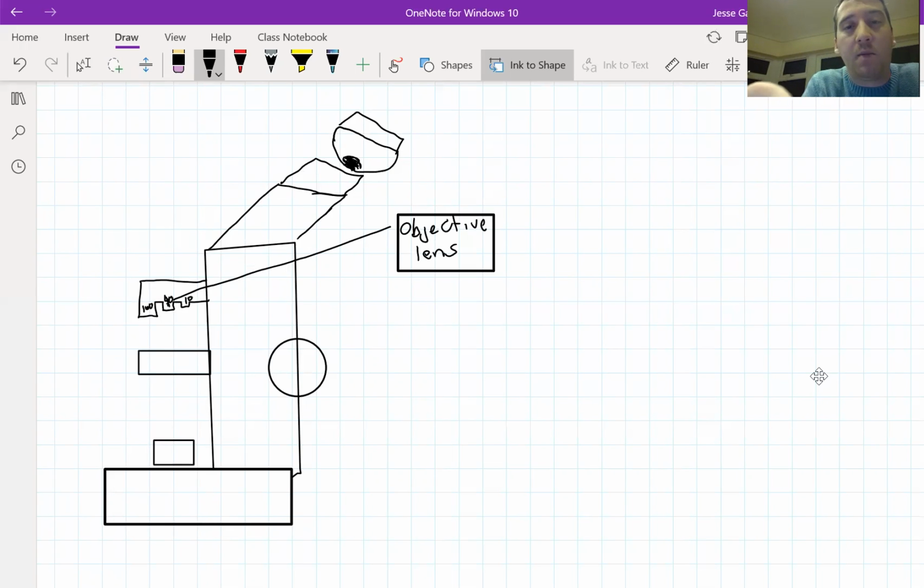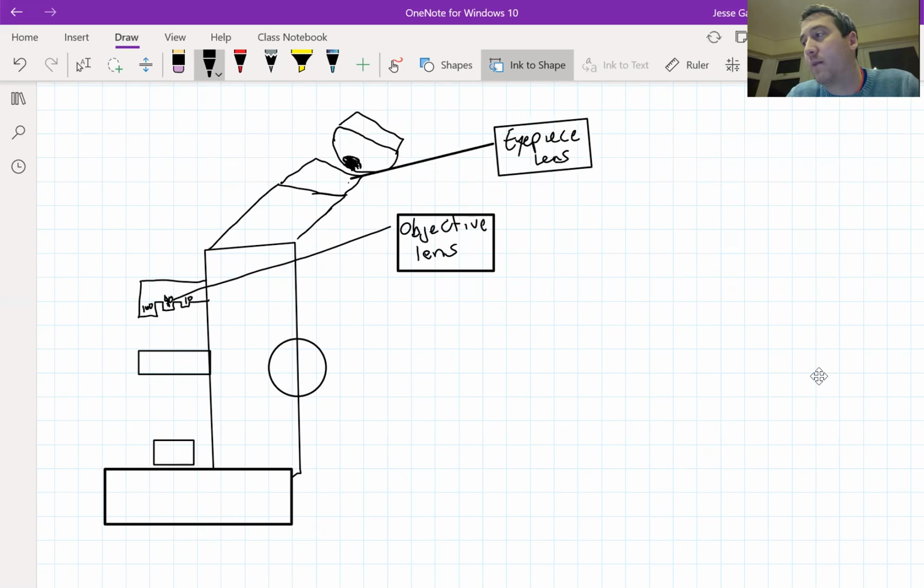This here is the eyepiece lens. You look into this, the eyepiece lens. So it's the eyepiece lens, and you look into it. You look down this lens.